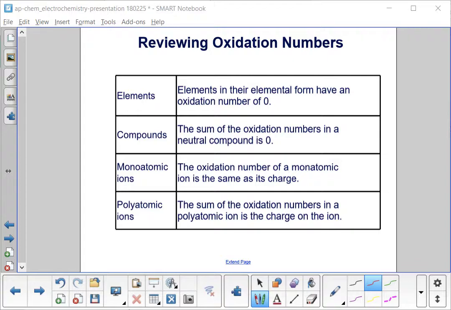Remember that elements in their elemental form have an oxidation number of 0. For a compound, the sum of the oxidation numbers in a neutral compound must be 0. For an ion that's a single atom, a monatomic ion, the oxidation number of that ion is the same as that charge. And for a polyatomic ion, the sum of the oxidation numbers is the charge on the ion.